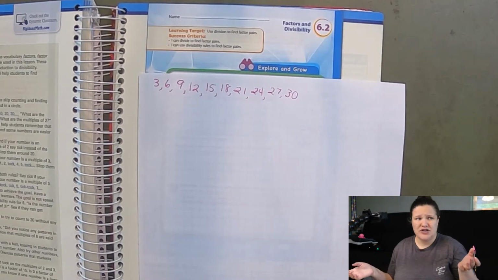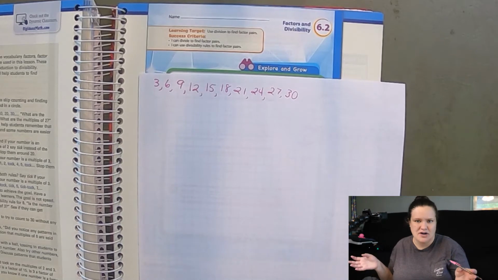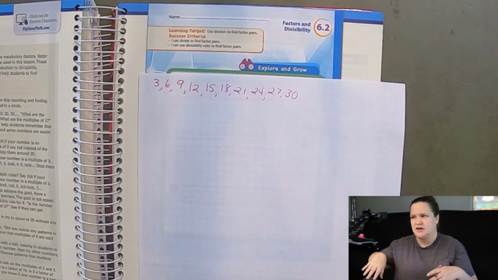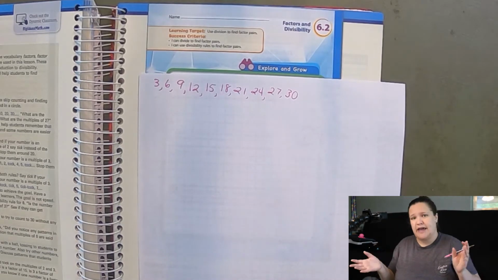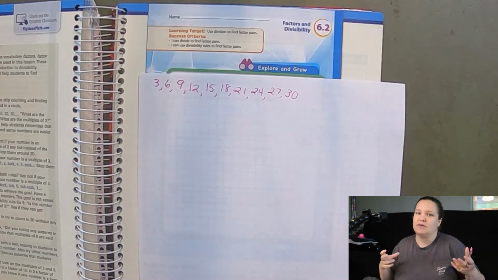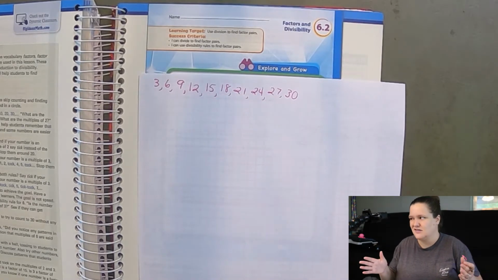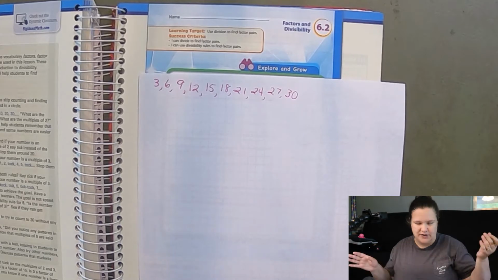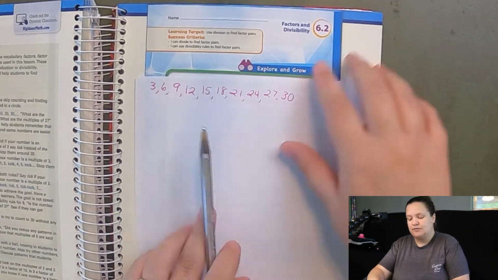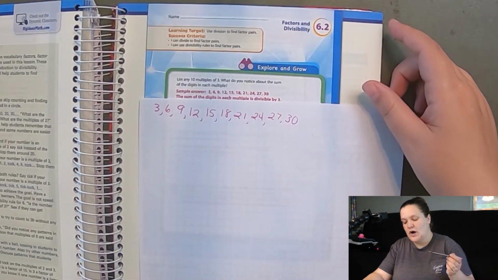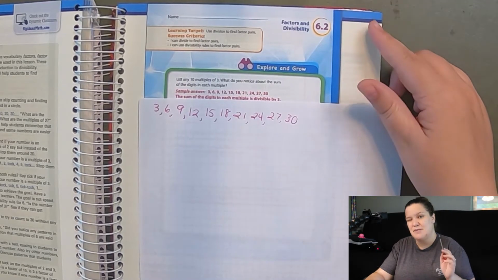You could do 3 times 100 if you wanted, or 3 times 11, 3 times 1000. All of those answers are going to be multiples of 3. The easiest is just to do that number times 1 through 10. Alright, so then the second part asks us, what do I notice about the sum of the digits?